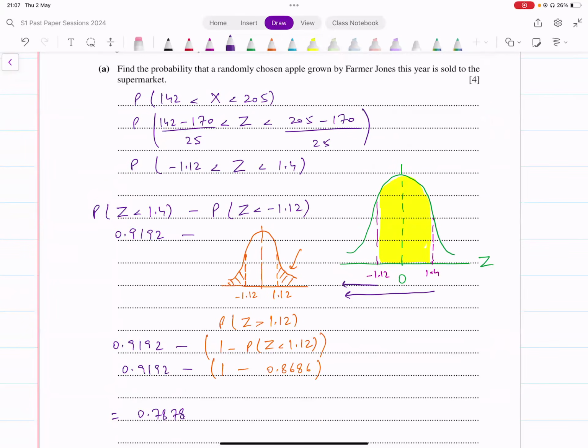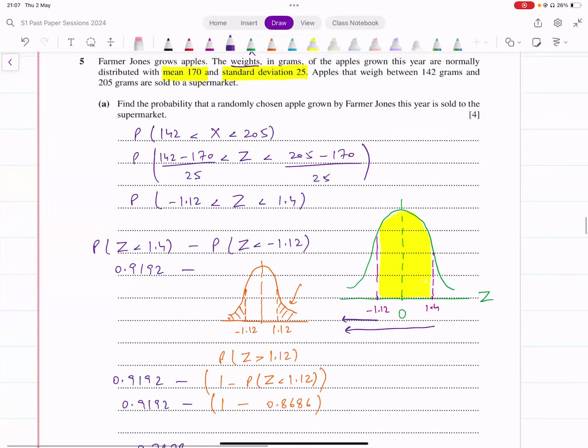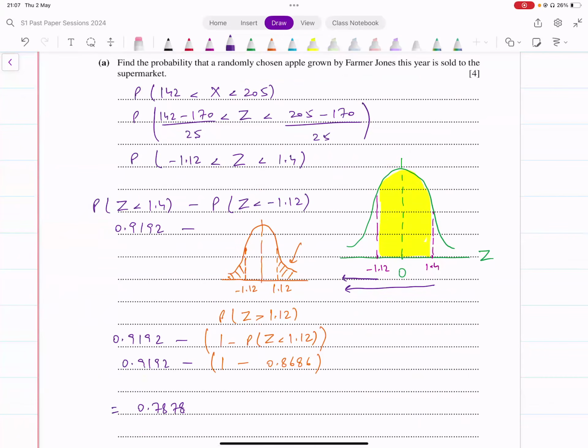Is that okay to everyone? Any problem with this? Yeah, that's what we were looking for, the probability. No questions?